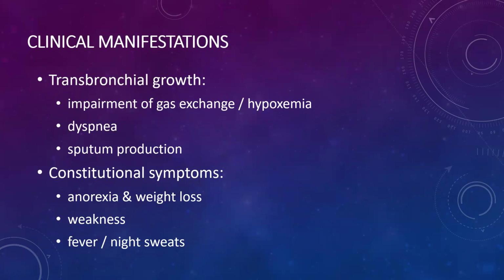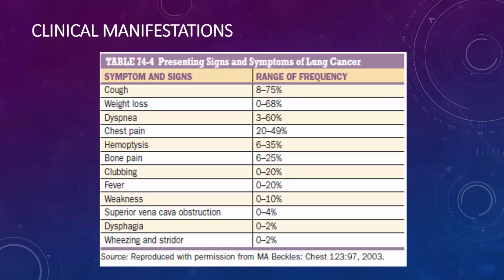Transbronchial growth can also be seen as impairment of gas exchange or hypoxemia, dyspnea, and sputum production. Patients can also have nonspecific constitutional symptoms such as anorexia and weight loss, generalized weakness, as well as fever and night sweats. So nonspecific, very similar to TB. This table shows the most common presenting signs and symptoms of lung cancer. Just take note that the most common symptoms are cough, weight loss, as well as dyspnea.